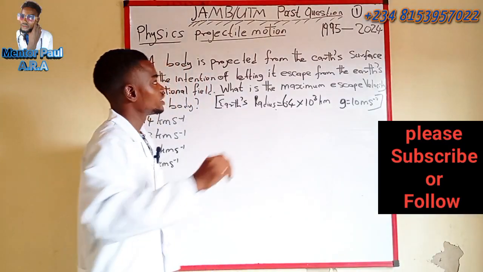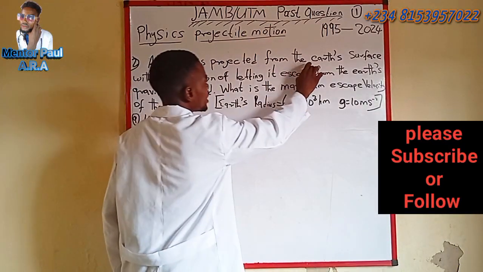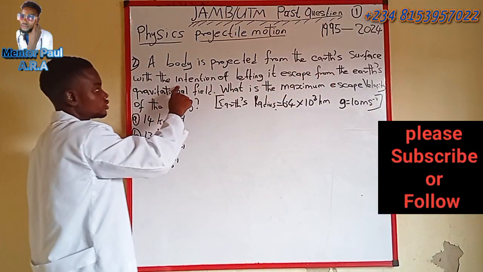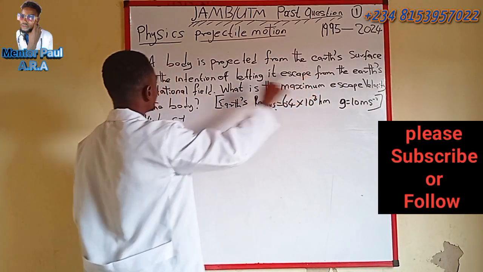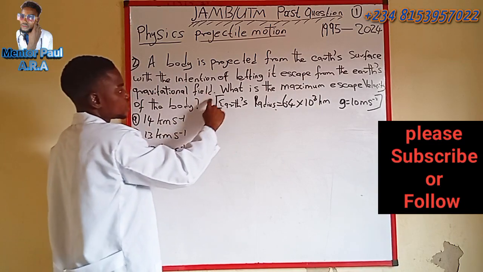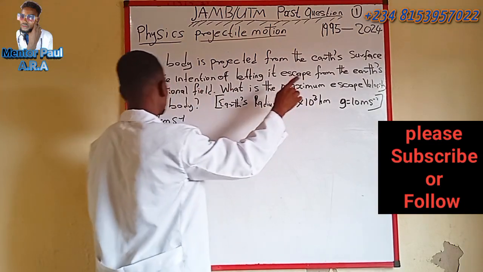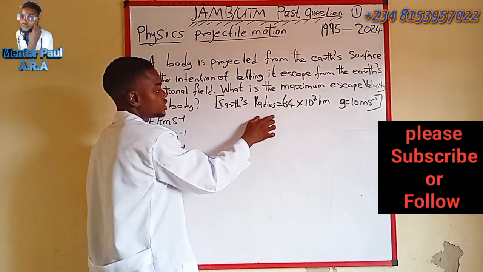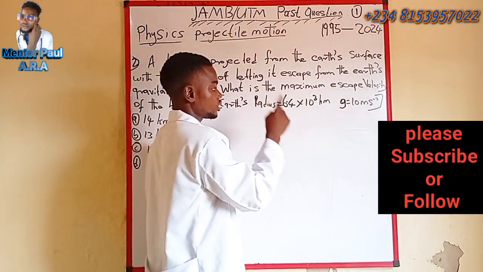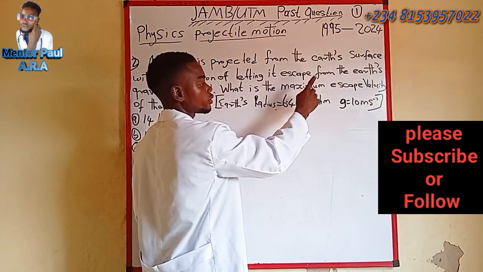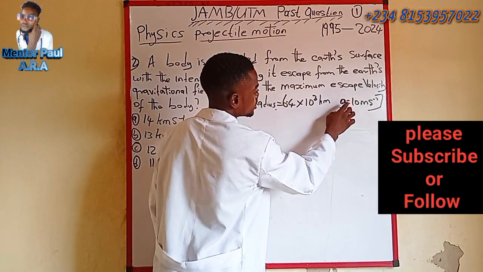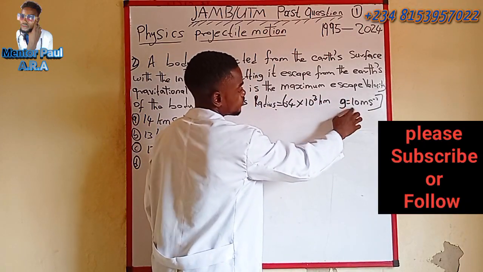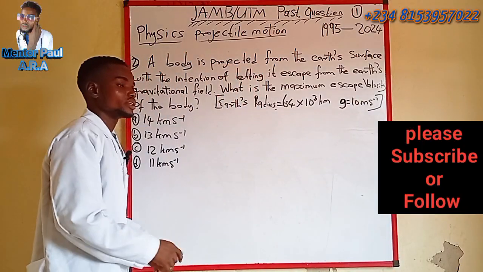In the next question, we have that a body is projected from an Earth surface with the intention of letting it escape from the Earth's gravitational field. What is the maximum escape velocity of the body? The radius of the Earth is 6,400, or 6.4 times 10 raised to power 3 kilometers, and the acceleration due to gravity is 10 meters per second squared.